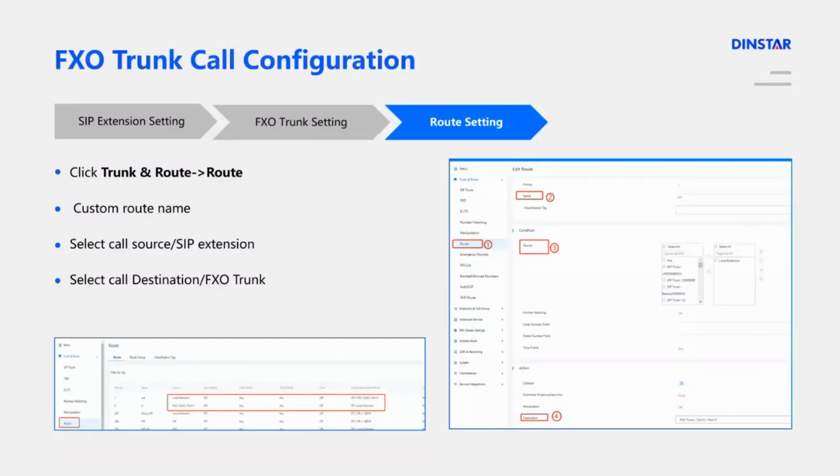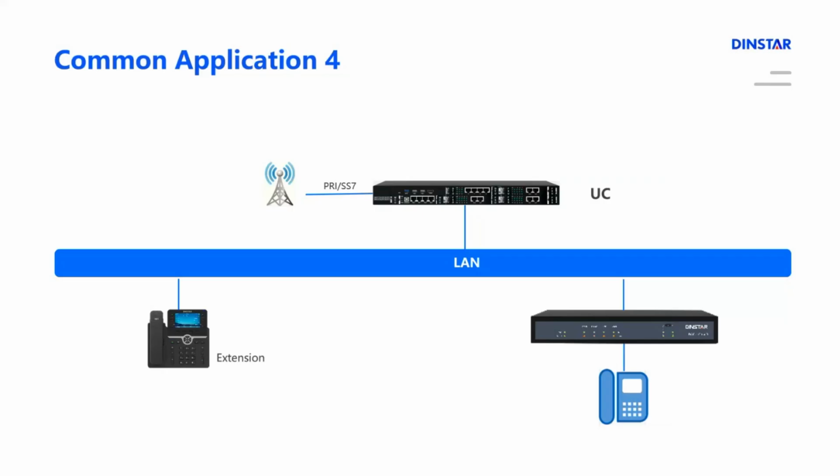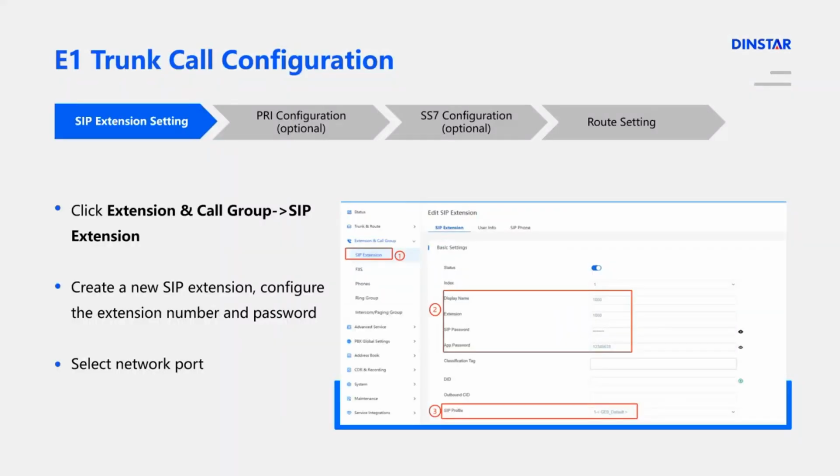For larger businesses needing high call capacity, using an E1 trunk, maybe with the PRI signal or the SS7 protocols, to connect to your telecom network. One E1 supports 30 concurrent calls. It's very easy for enterprises. And there are also 3 steps for the configuration. Step 1 is also to configure the SIP extension.